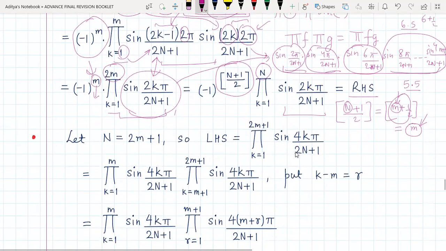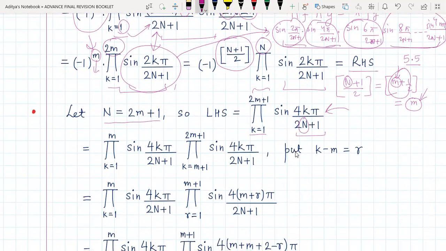Now let us move on to the next part, where n is taken to be an odd number of the form 2m plus 1. So LHS in this case would become k equal to 1 to n, replaced by 2m plus 1, and remaining things as it is. Here we have not replaced it. Now we are again going to break it up from k equal to 1 to m product, then product being continued from k equal to m plus 1 to 2m plus 1.